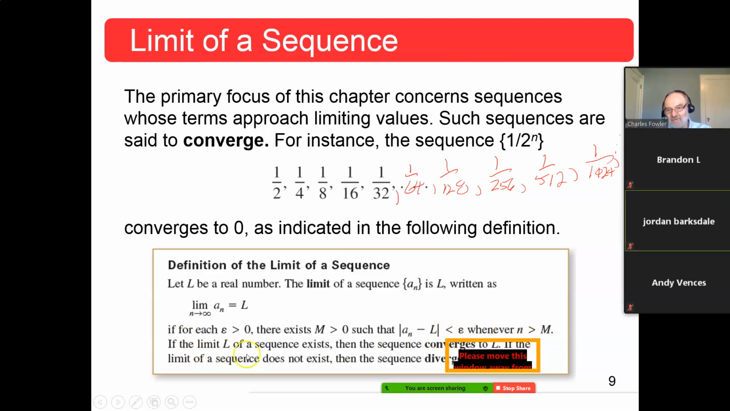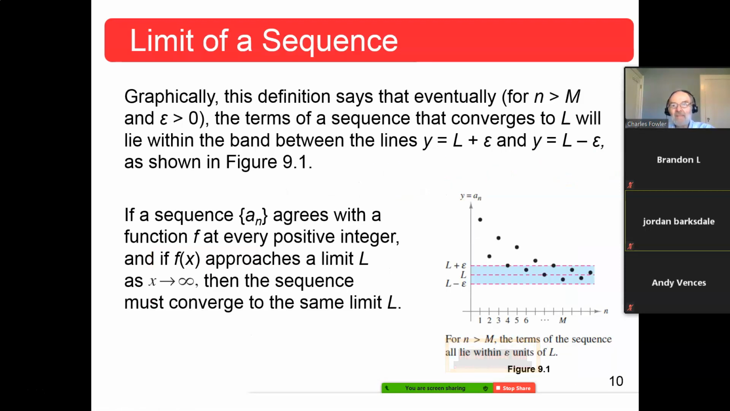If that limit of a sequence exists, then the sequence converges to L. If the limit of the sequence does not exist, then the sequence diverges, period. Okay, diverges. All right. Graphically, that definition says that eventually, for n greater than M and epsilon greater than 0, the terms of a sequence that converge to L will lie within a band between L plus epsilon and L minus epsilon. And these are the y values here.